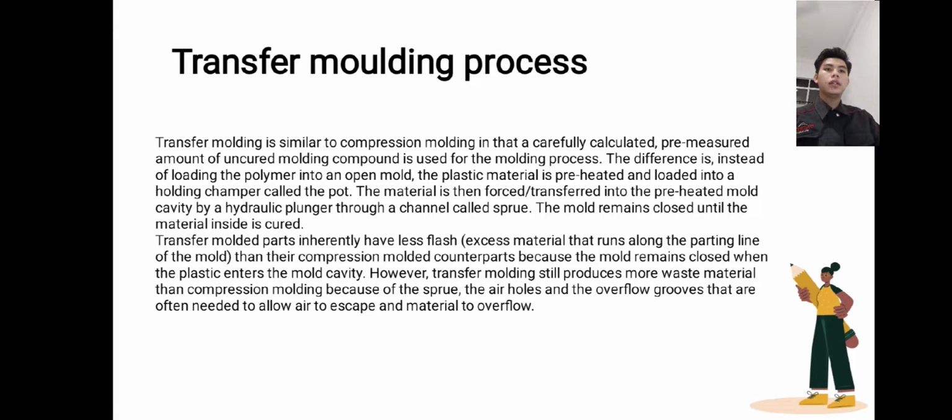Transfer molded parts inherently have less flash, the excess material that runs along the parting line of the mold, than their compression mold counterparts, because the mold remains closed when the plastic enters the mold cavity. However, transfer molding still produces more waste material than compression molding because of the sprue, the air holes, and the overflow grooves that are often needed to allow air to escape and material to overflow.